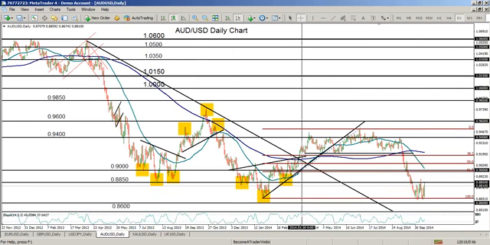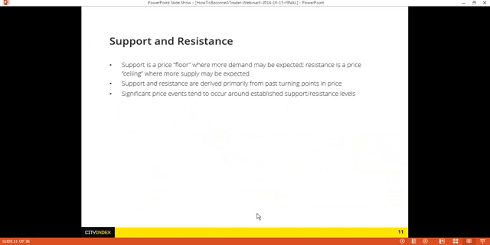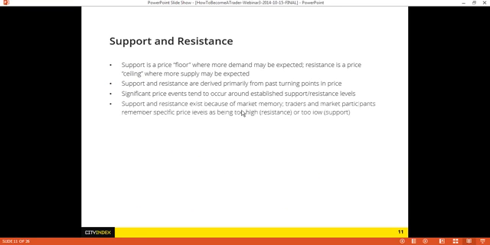And these are just recent examples, but we see these all over the charts. But great question, Rob. So again, significant price events tend to occur around established support and resistance levels. And why do these exist? Why do support and resistance exist? Because of market memory. Traders and market participants remember specific price levels as being relatively too high or relatively too low.